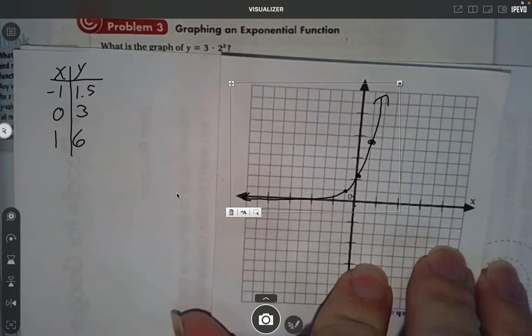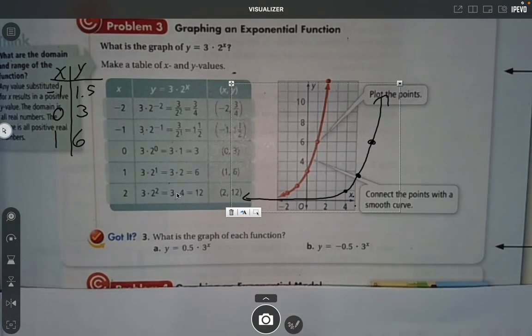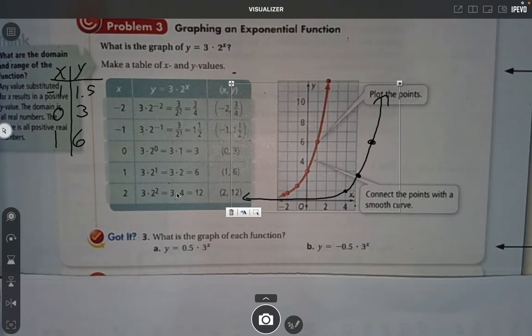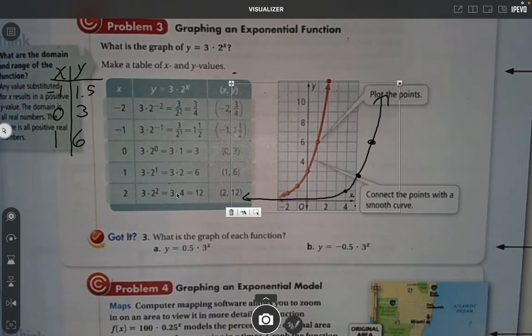Y'all got that? Okay, let's see. Or do y'all need any more of those? Or are we good? No, we're good? Okay, let me see on this one. Yeah, I guess I'll do this one. Okay.